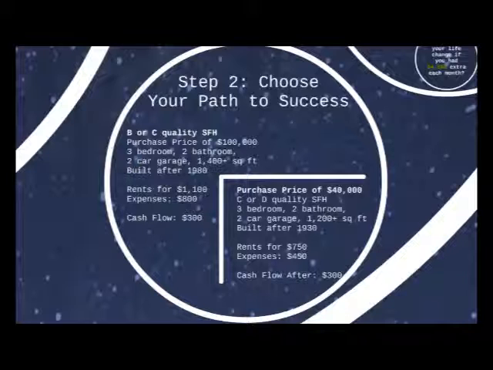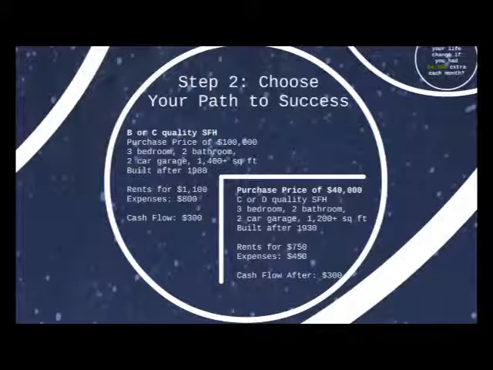Likewise, let's say you buy a C or D quality single family home. The purchase price is around $40,000. It's 3-bedroom, 2-bath, 2-car garage, 1,200 square feet, built after 1930, so it's a little older home. The rents are less because of the quality of the home, but let's look at how you can actually still make money. So the rents are $750. The expenses are $450, but after subtracting the expenses from the rents, your cash flow is $300 as well. And so you have 2 different types of properties, but you have the same amount of cash flow.